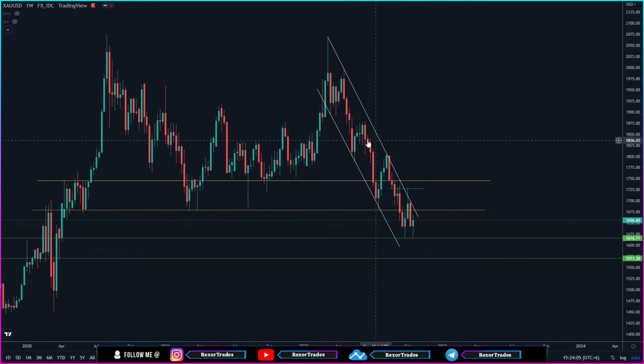Now we can also see gold is still moving in between this downtrend channel, and as you can see, it also has a higher time frame resistance zone with multiple major retest points and also a higher time frame support level with multiple major retest points over here.